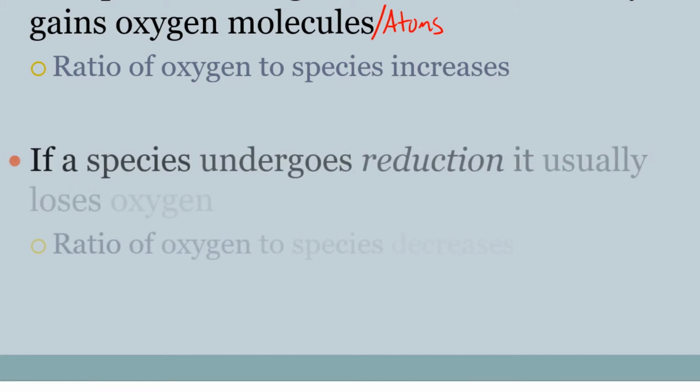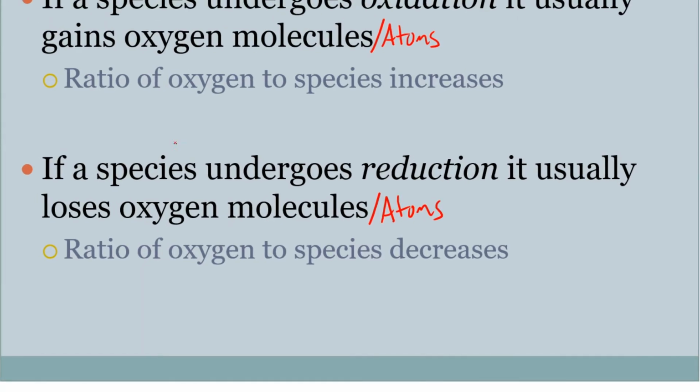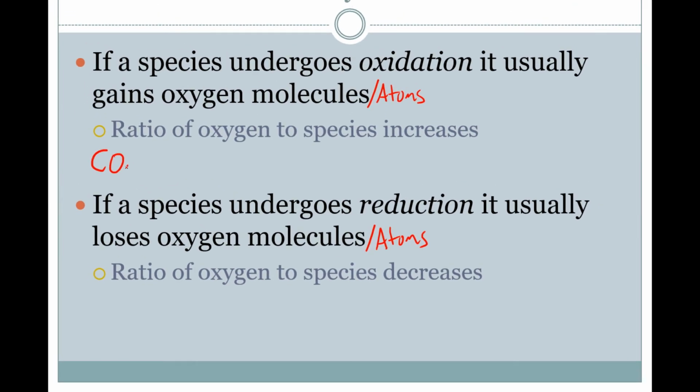Then the opposite is also true. So if a species loses oxygen molecules or atoms, you can say that it has undergone a reduction. In this case, the ratio of oxygen to other things has decreased. An example of this would be as follows. So let's say we have carbon dioxide. If it becomes something like carbonate, this is an oxidation because it gains oxygen and the oxygen to carbon ratio increases.